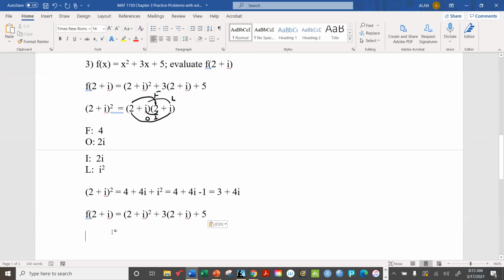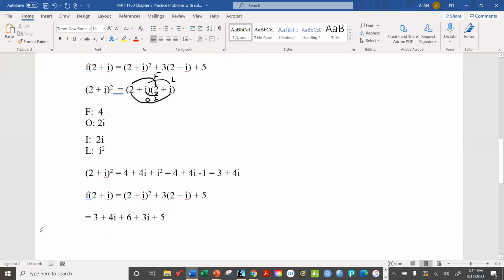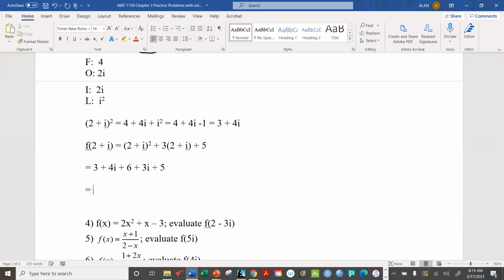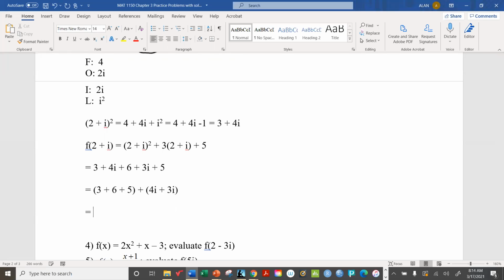All right, the rest of it is pretty straightforward. So we end up with 3 plus 4i. Now here we multiply 3 by all the terms inside the parentheses. So we have plus 6 plus 3i plus 5. And now we can just consolidate them. The constants, we have 3 plus 6 plus 5 plus 4i plus 3i. And so when we're done, we end up with 14 plus 7i. All right. And then we're done.